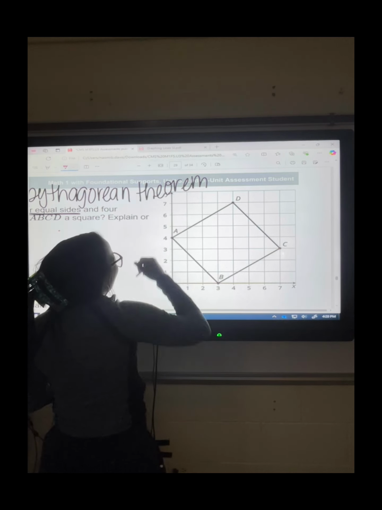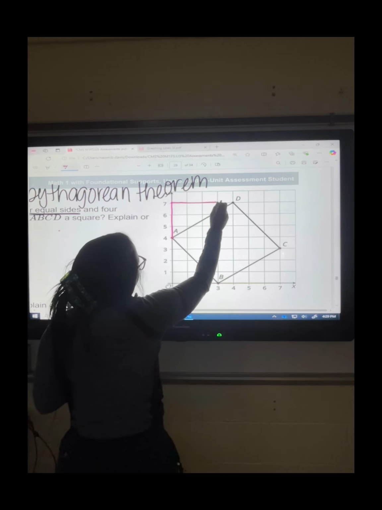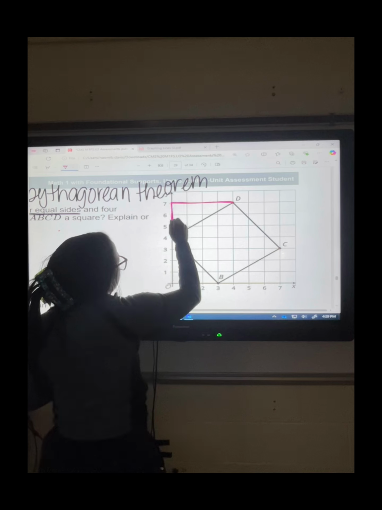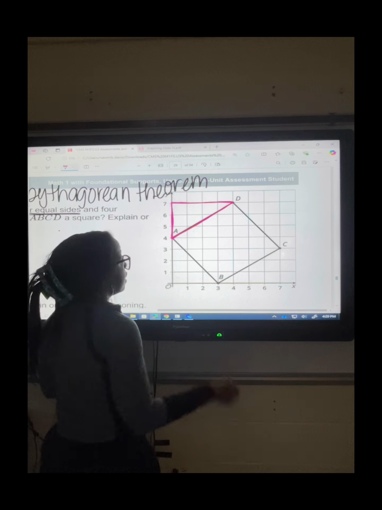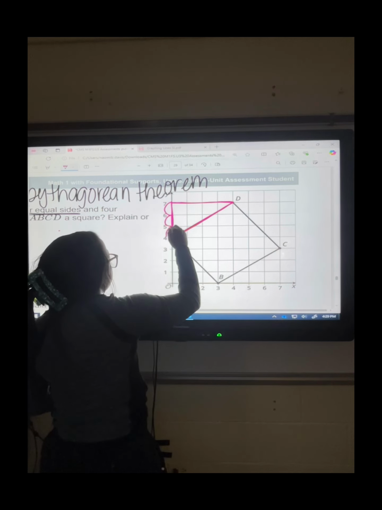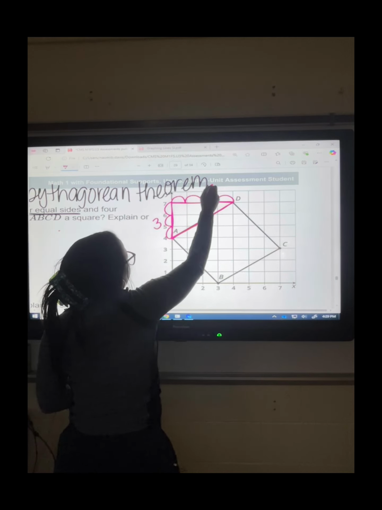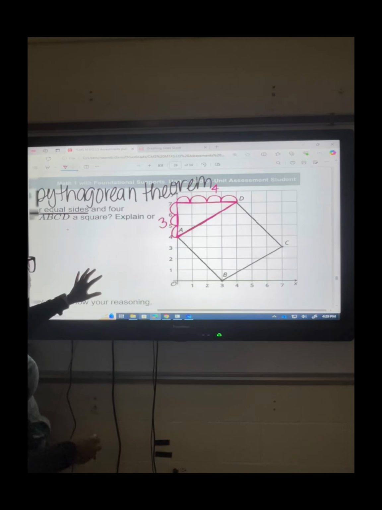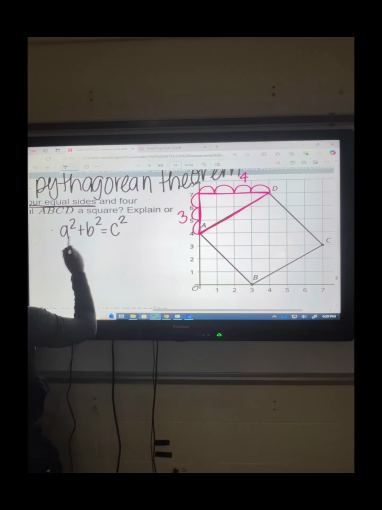So I'm going to make my right triangle. And remember, a right triangle is a triangle that has a 90-degree angle. So I'm going to make a right triangle right here with AB. And then I'm going to measure the sides. 1, 2, 3. 1, 2, 3, 4. Bam. Now I know that Pythagorean theorem is a squared plus b squared equals c squared. And a and b are the legs and c is the hypotenuse.